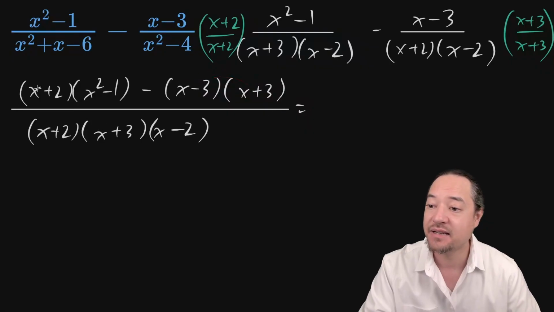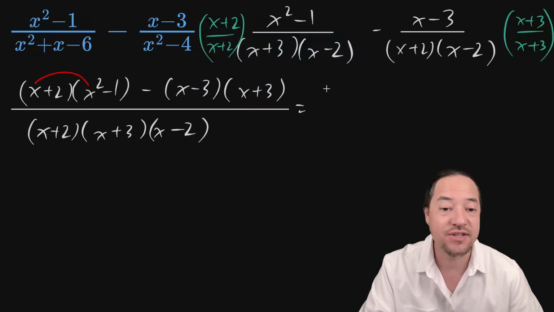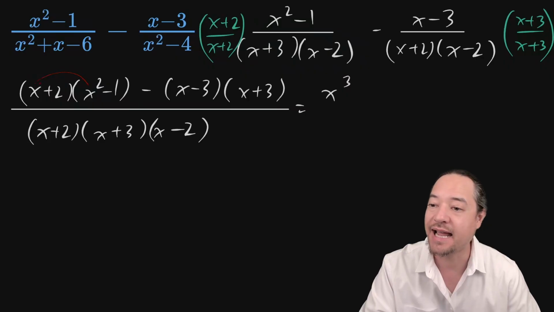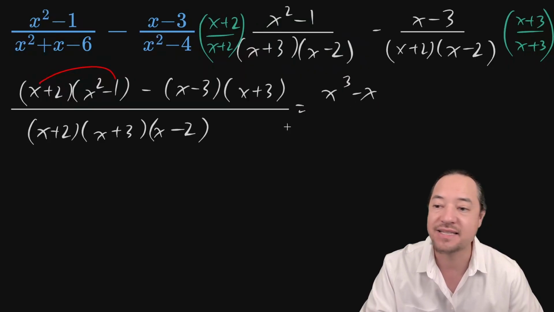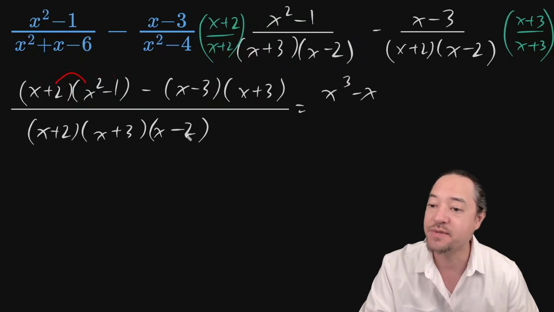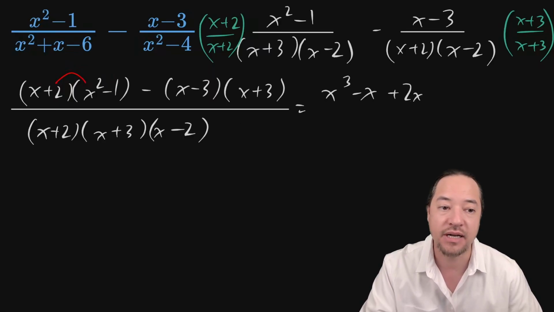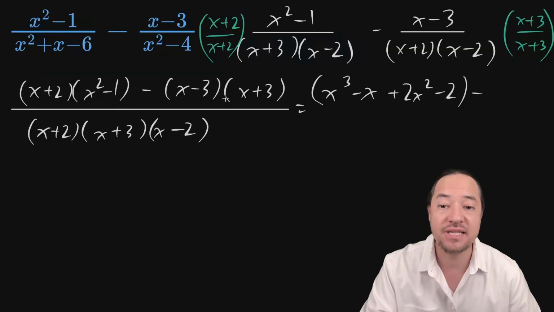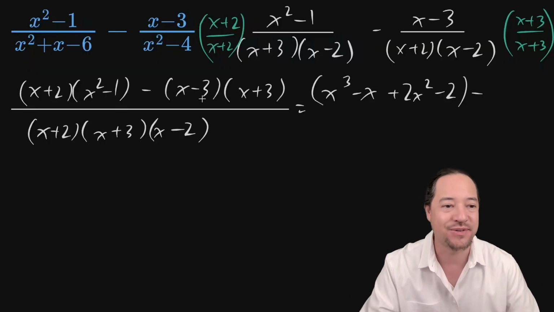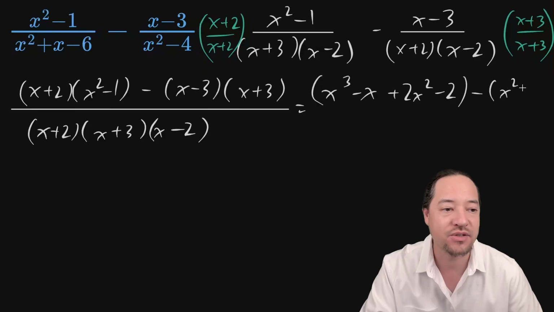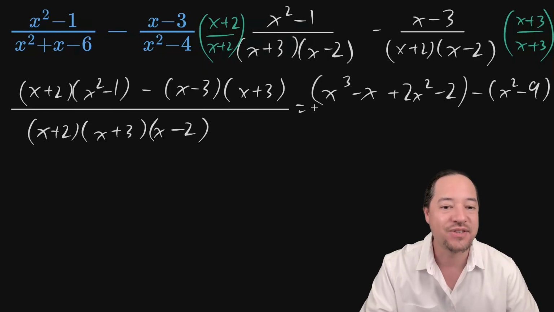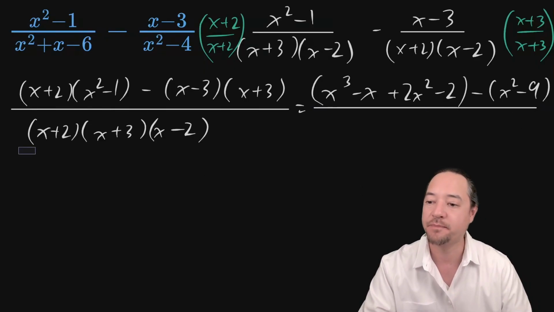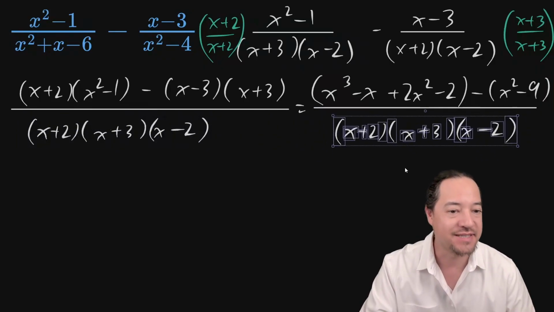First times first, x times x squared, that'll be an x cubed, right? Then outer times outer, so that's going to be a minus x. Then inner times inner, so that'll be a plus 2x squared. And then last times last, that'll be a minus 2. Okay, so that's what we have here. For this second one, I can notice that this is the difference of two squares backwards, right? So here I'll wind up with an x squared minus 9. So that's what I have in the numerator. The denominator stays the same.